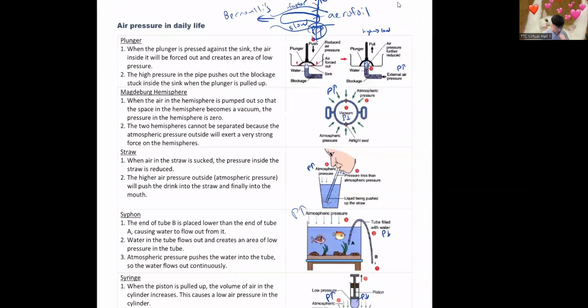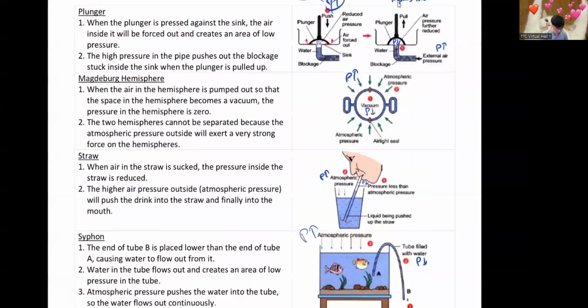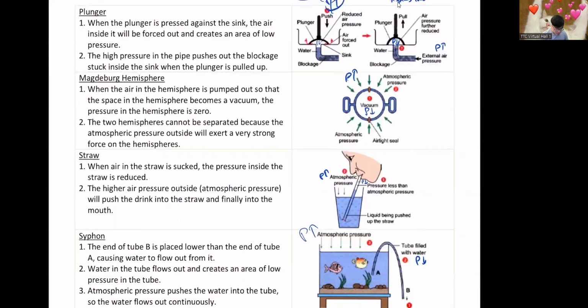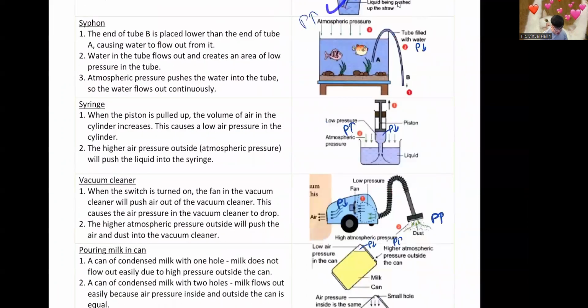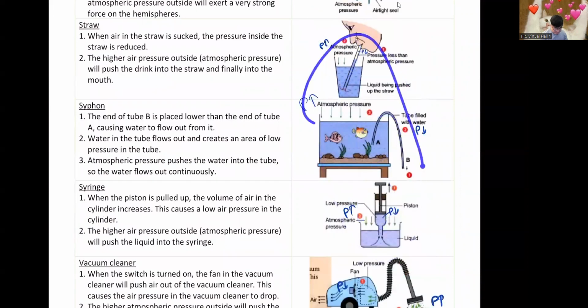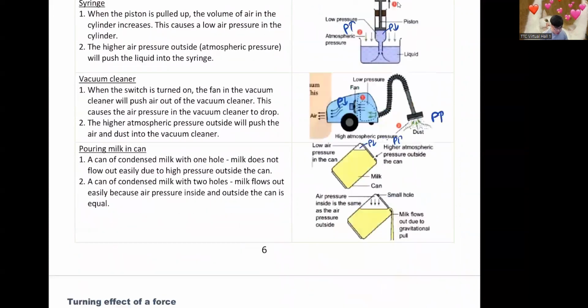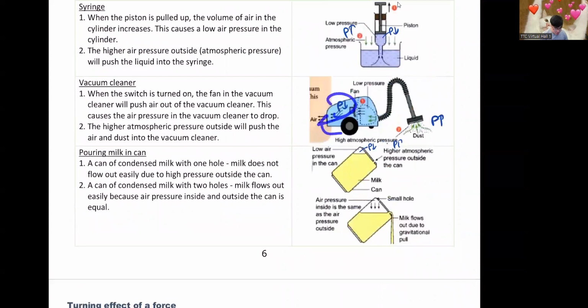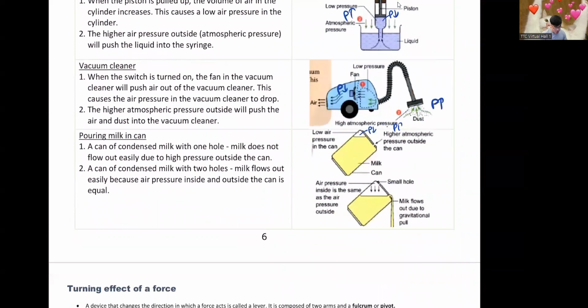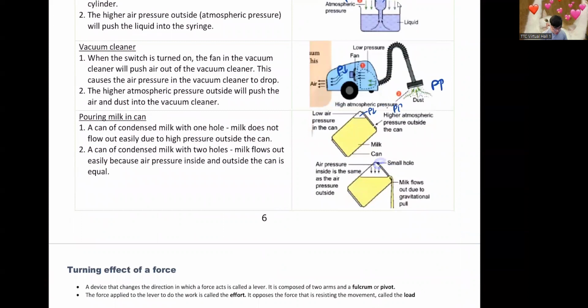And of course, you have atmospheric pressure in daily life. This is the same thing: pressure goes from high to low. So we apply it in our plunger, we push the thing out, high pressure to low. The Magdeburg hemisphere: you cannot separate this because the pressure is pressing on it. Straw, siphon, syringe, these three work almost the same way. And then you have your vacuum cleaner. They blow air out with low pressure, so the higher pressure outside will push the dirt in. And of course, you have pouring milk from a can. You have to make a hole here so that air pressure can go in and push the milk out.